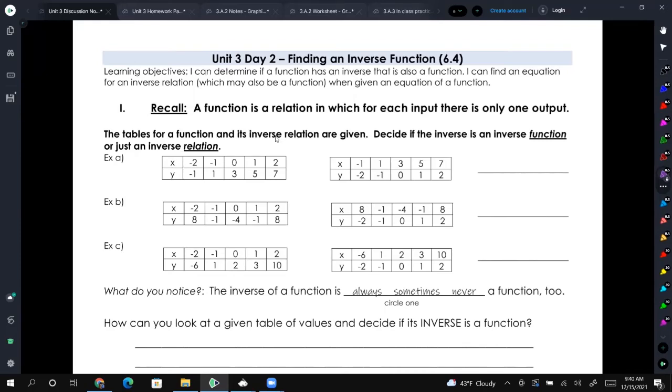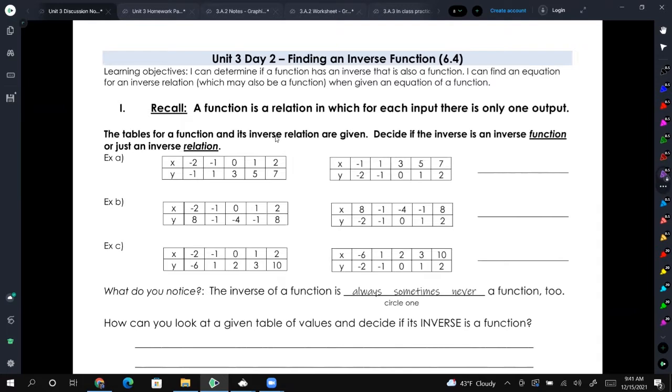Right, today we're going to be talking about inverses and functions. Yesterday we just talked about how, for an inverse, we would switch the x and y's. We would switch the x values and the y values, and that would be the inverse. And we didn't really talk about whether the inverse is a function or not. Today we're going to take it a step further and determine, is this a function or not?